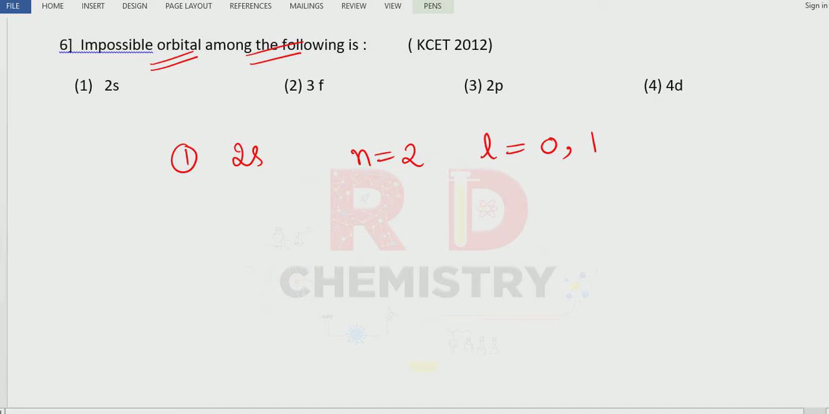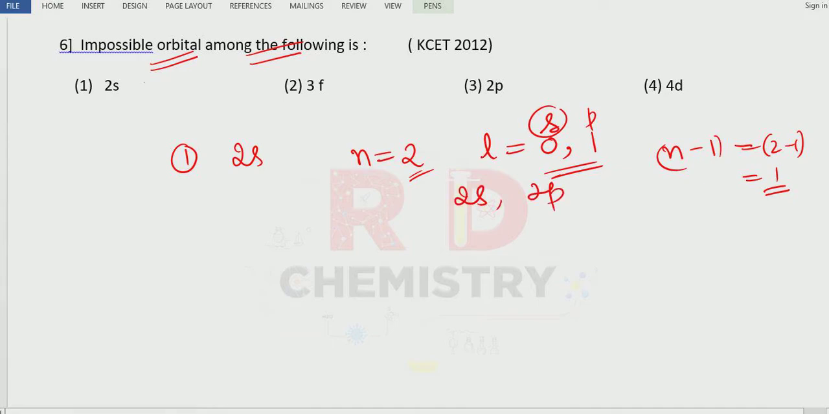N minus 1 means you have to go up to n minus 1. n is equal to 2 here, minus 1, so up to 1. So 0 and 1, altogether 2 values. Now, s is possible, p is possible. That means 2s is possible, 2p is possible. So not the answer. Go for the second option.